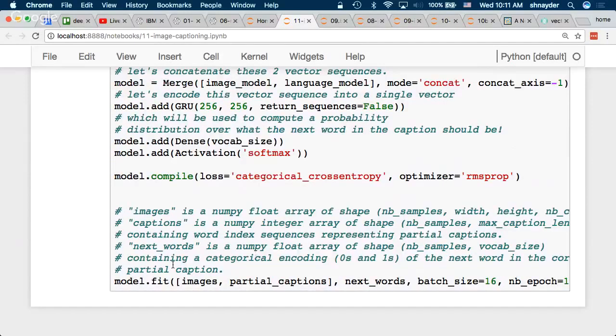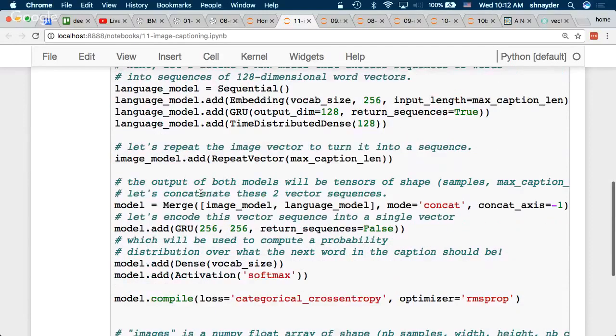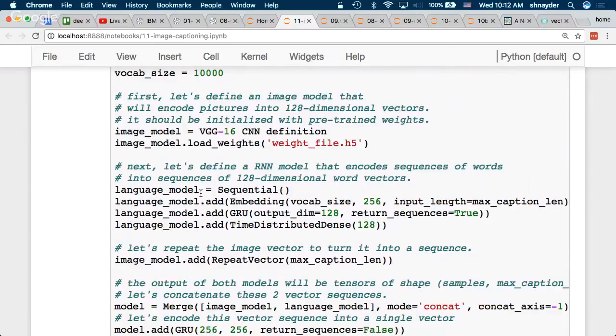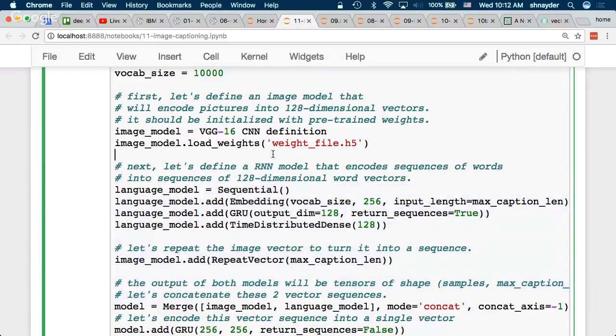And then we're going to say, okay, given a partial caption, predict the next word. That's going to be the sort of LSTM, well, let's use some GRUs here, part of the model. And fit the model on, you know, given the images and the partial captions, predict me the next word, and so on. I realize this is a little bit vague because, like I said, I didn't actually end up getting this working. But hopefully it's given you some sense of how you might do this.